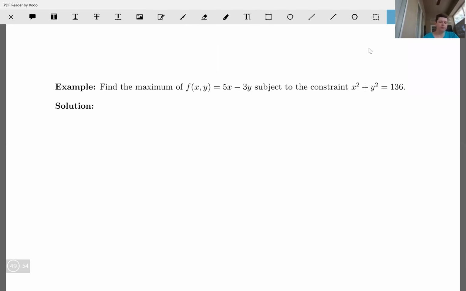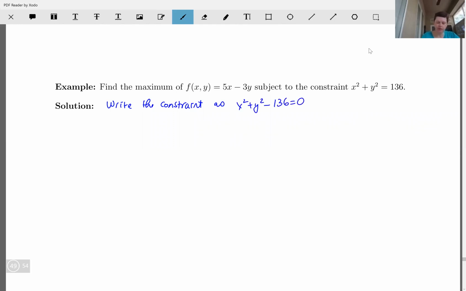So I really want to spend most of the video time doing a couple of examples. Let's find the maximum of the function 5x minus 3y subject to the constraint x squared plus y squared equals 136. Okay, so we can write the constraint because we want to write it as g(x,y) = 0. So we can write it as x squared plus y squared minus 136 equals 0. And so our g(x,y) is just going to be that function on the left.